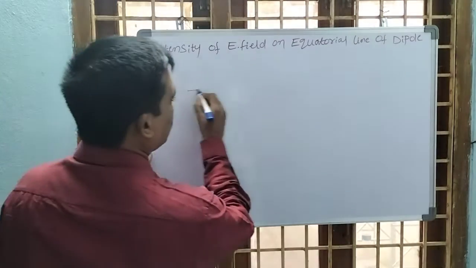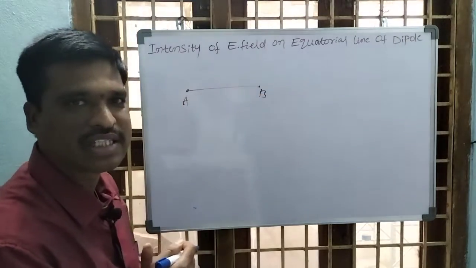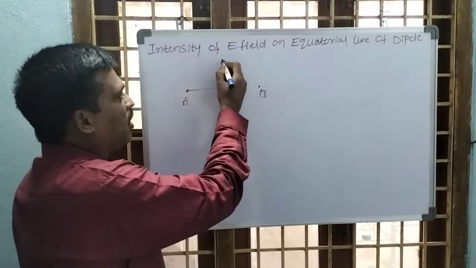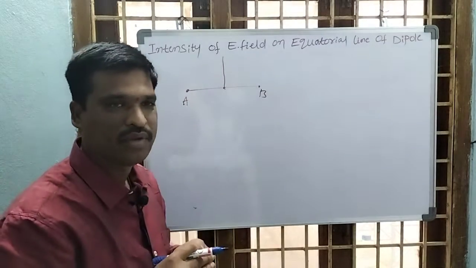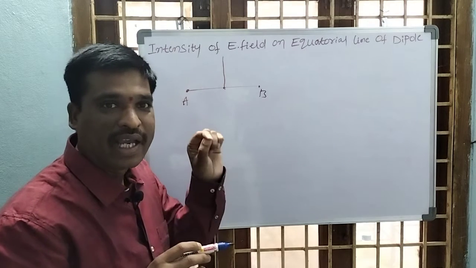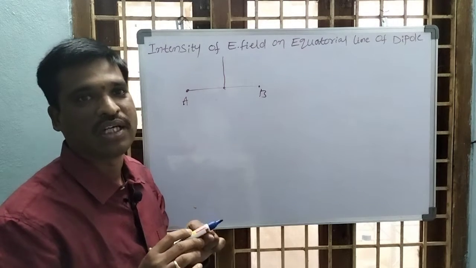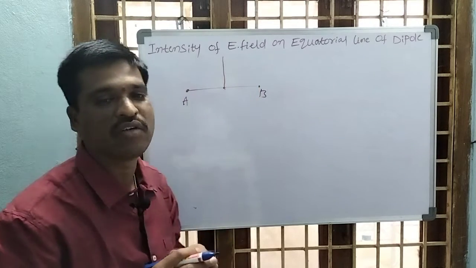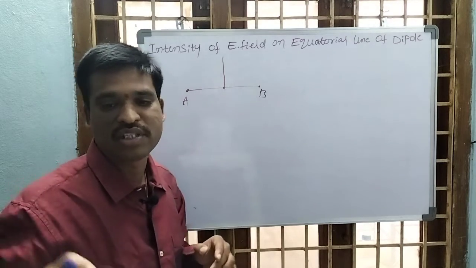See here, equatorial line means, it is one dipole. This is the center of the dipole. Now I will draw one perpendicular line, normal on the center of the dipole. So this line is called the equatorial line. A perpendicular line at the center of the dipole is called the equatorial line.